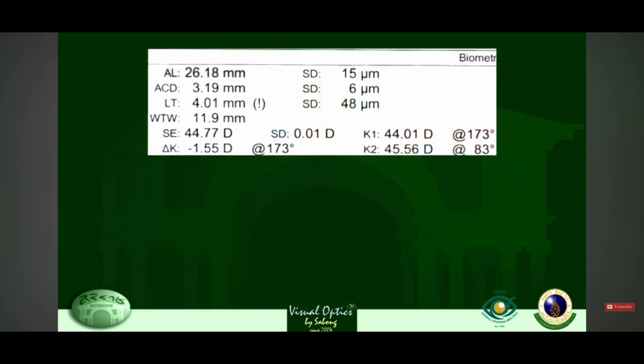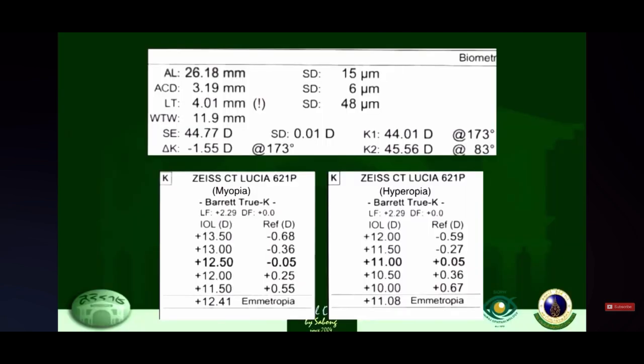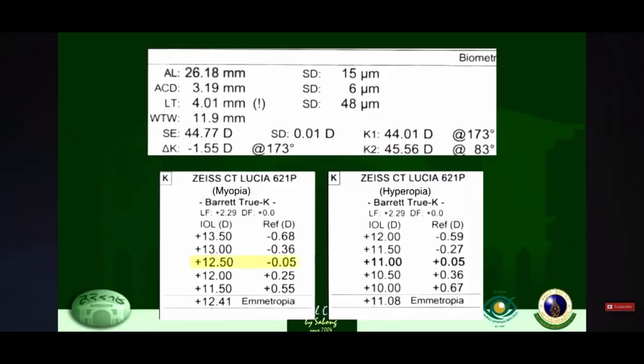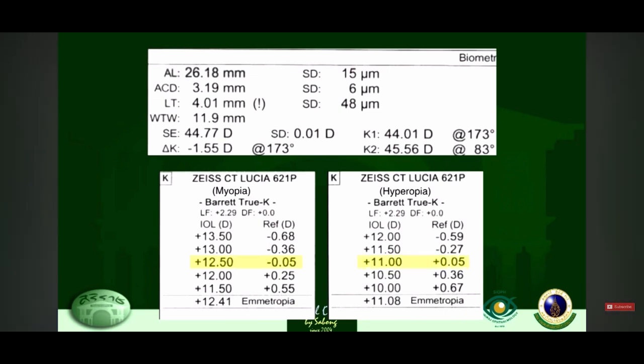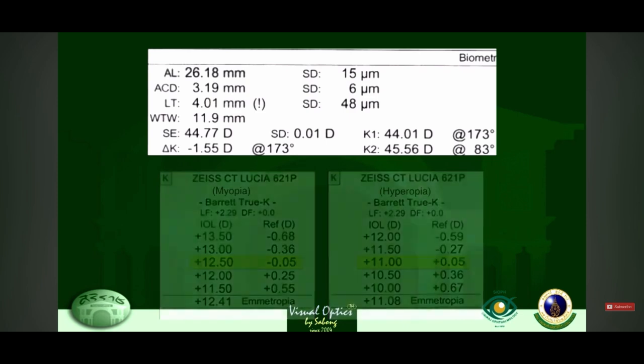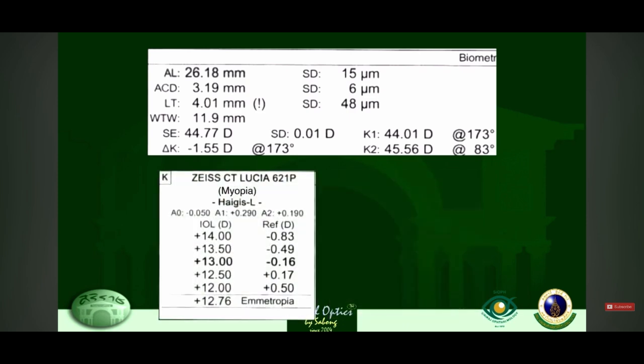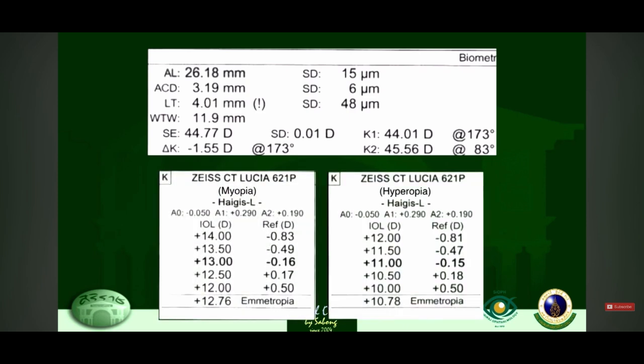If you don't have the data on the relationship between the front and the back, and you only look at the standard K, you have to choose between the myopic correction or the hyperopic correction formula. And if you don't know, the difference between these two calculations would be very high. This is about 1.5 with the Barrett True K, and it would be the same if you use the Haigis-L formula. You need to specify which type of treatment has been done to this cornea. And the difference between these two is even larger. This is about 2 diopters difference.